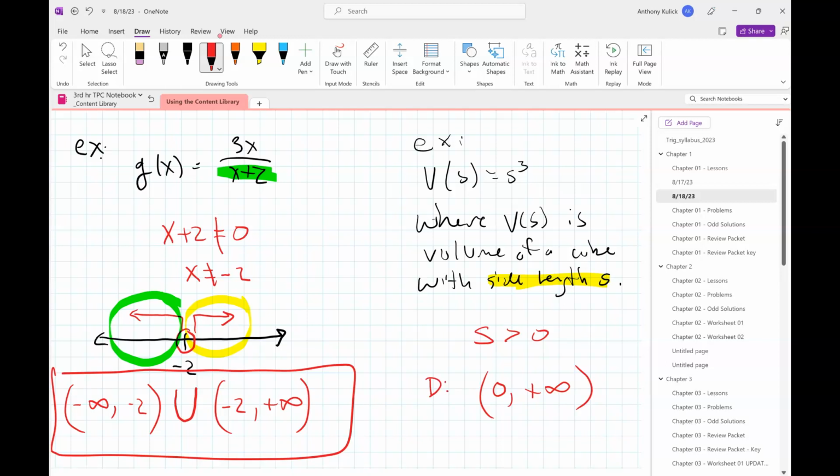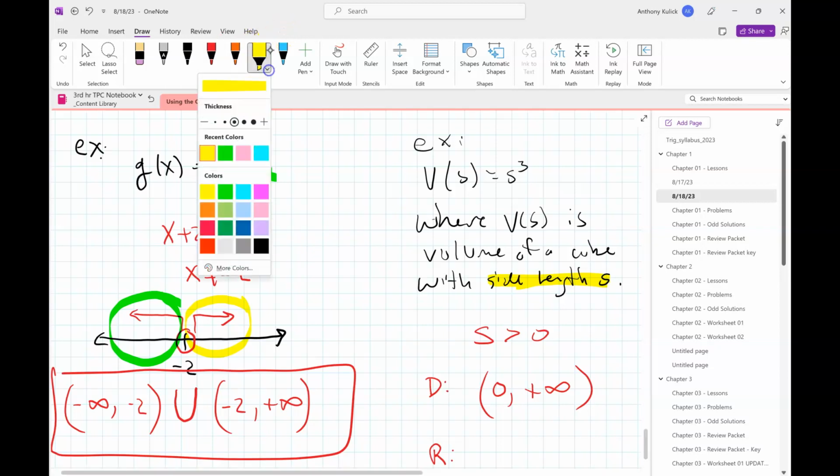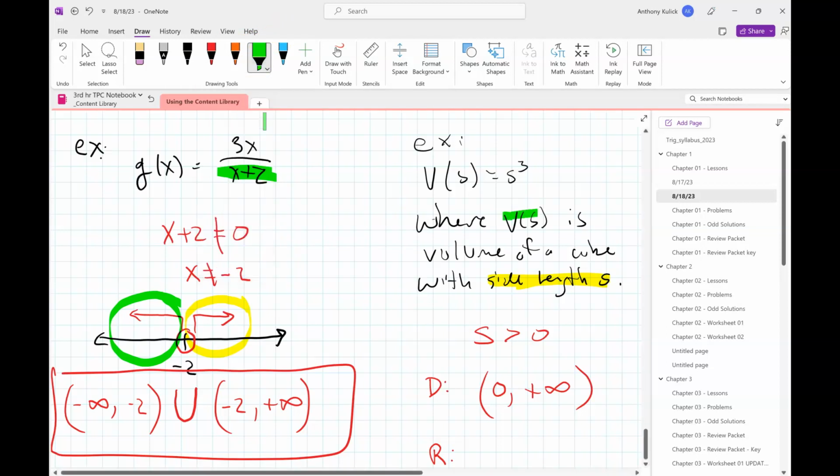What if I wanted a range out of this? What does the range variable? V of s. Excellent. Yes. That's our range. And what does this represent?